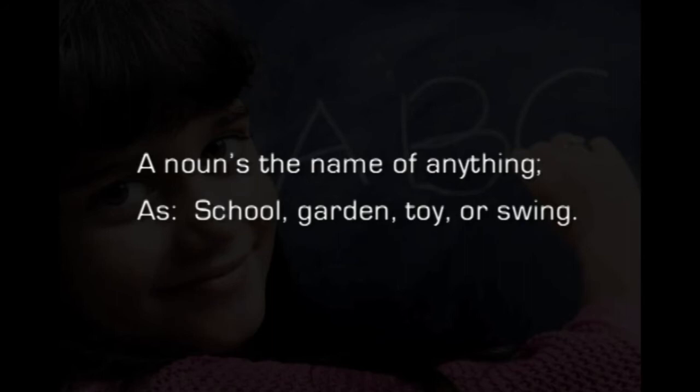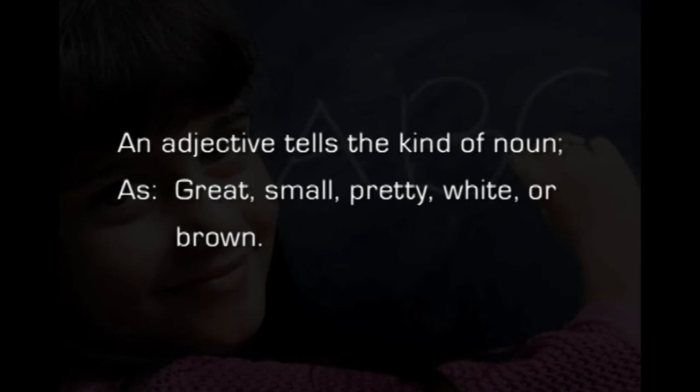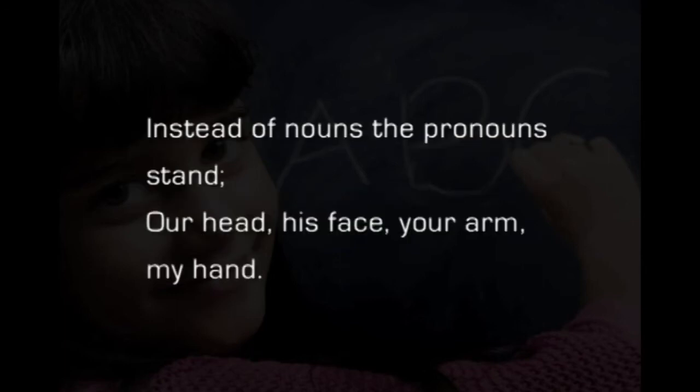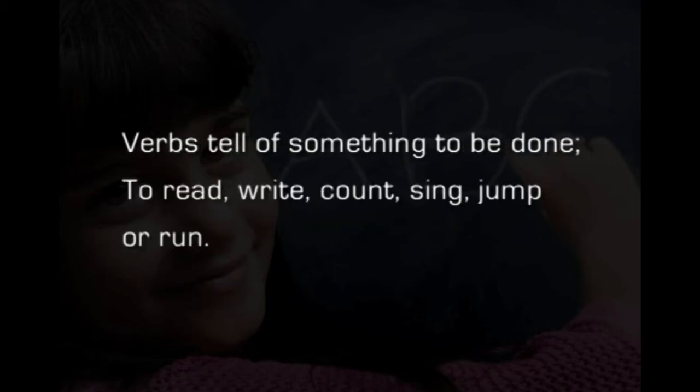A noun is the name of anything, as a school, garden, toy or swing. An adjective tells the kind of noun, as great, small, pretty, white or brown. Instead of the nouns, the pronouns stand, or hand, his face, your arm, my hand. Verbs tell of something to be done, to read, write, count, sing, jump or run.